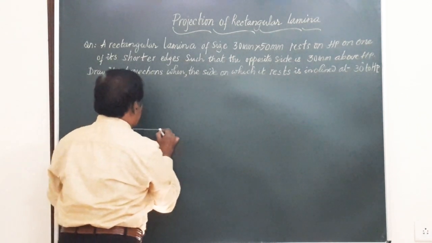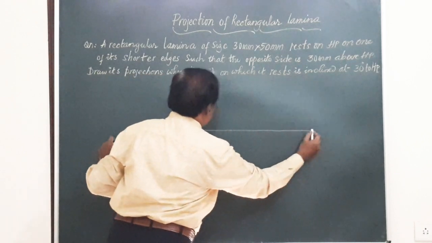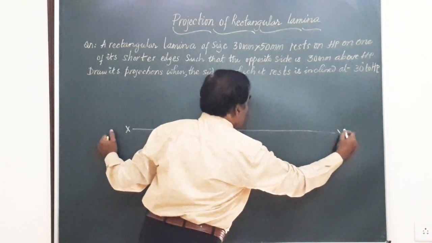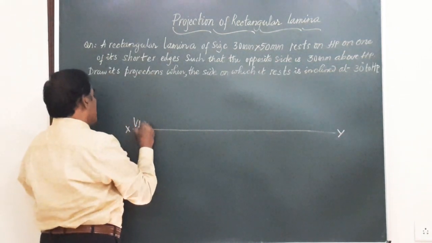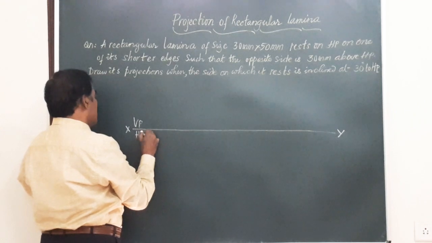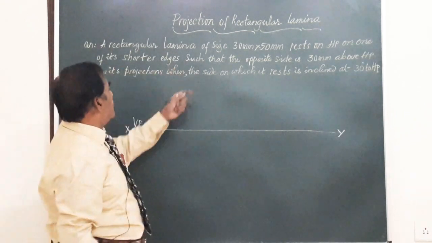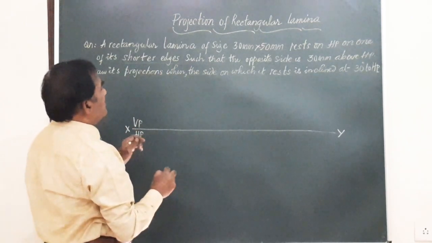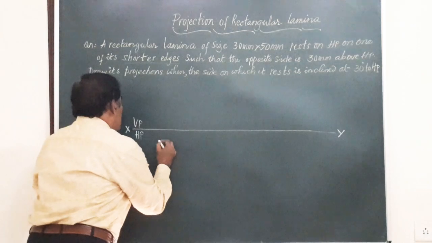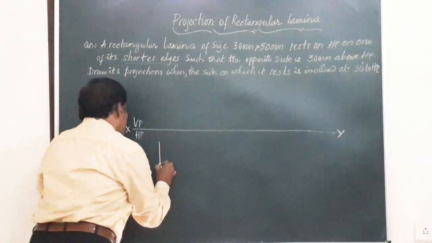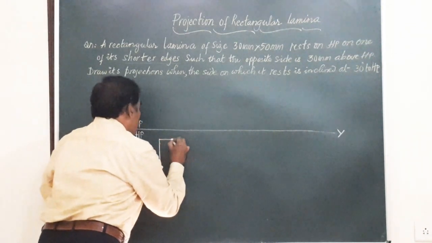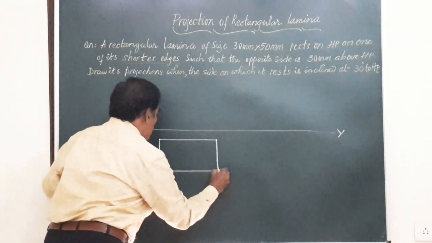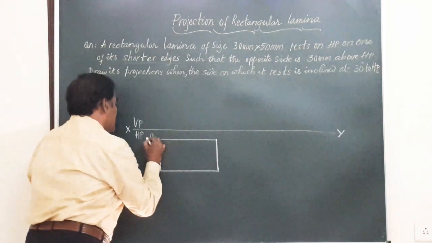So I am going to write this XY line representing the line of intersection of VP and HP, and we mark VP by HP indicating first angle projection. Friends, the lamina is resting on one of the shorter edges. So here I am going to write the top view, a rectangle having dimensions 30 mm by 50 mm. Say this is a rectangle you have got, and we will mark the dimension as shown here.